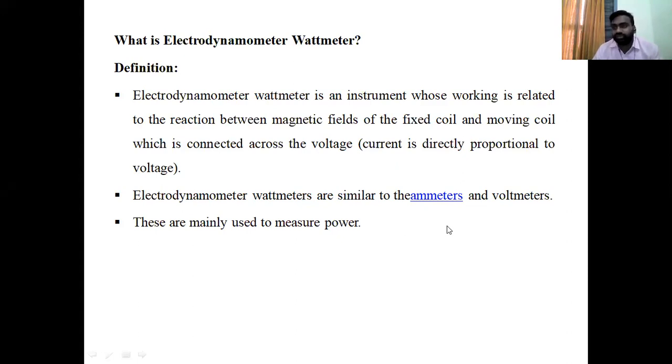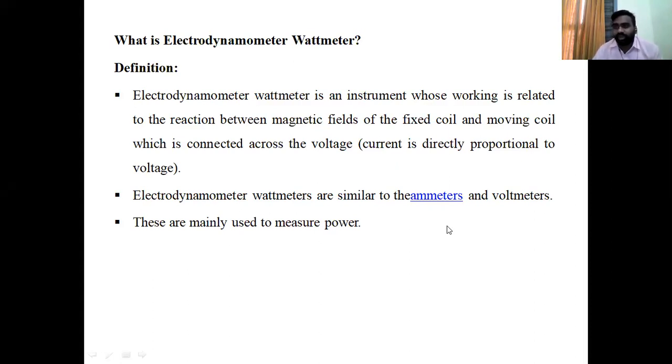In the previous introduction, we said there are two coils present in the wattmeter. One is a current coil and the other one is a voltage coil. So in that current coil and voltage coil description, one is a fixed coil and the second one is a moving coil. The behavior of current and voltage is directly proportional. So that's what we are going to see here.